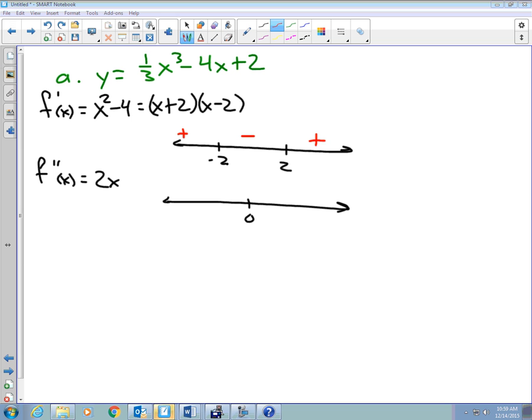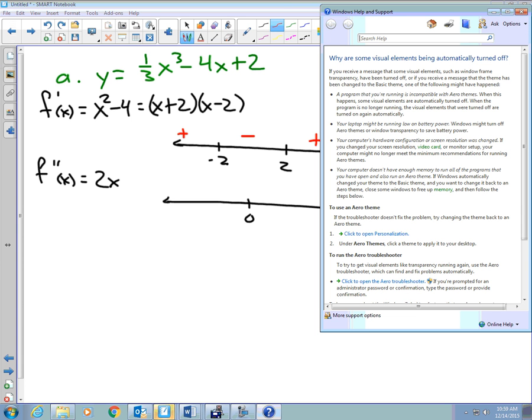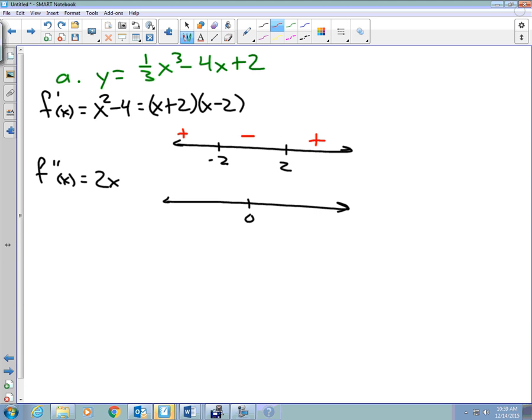For the second derivative, what is a number to the left of 0 you can plug in? -1, and you get a negative, and to the right of 0, you get a positive. So this will allow us to tell intervals of concavity and intervals of increasing and decreasing. This one tells us increasing and decreasing. This tells us concavity.